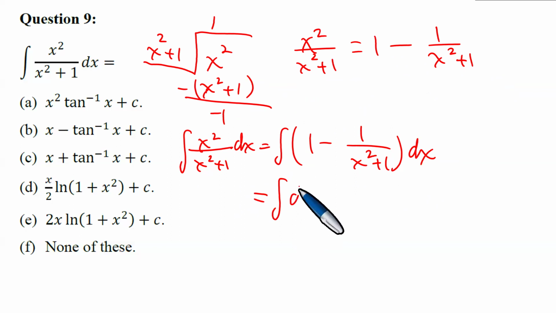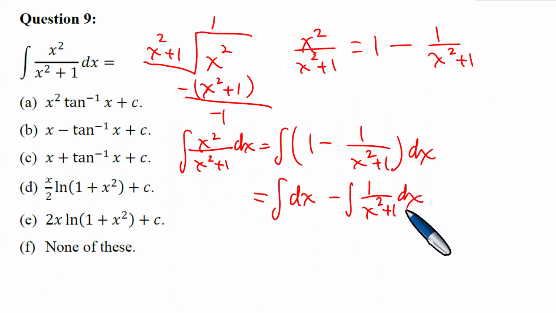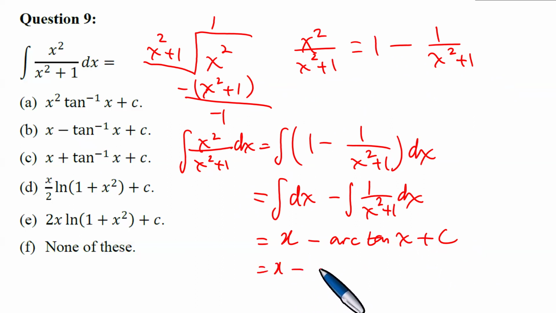Now you can perform the integration of the 1 and then the integration of 1 over x squared plus 1 dx. The integral of dx is just x. The integral of 1 over x squared plus 1 is the arctangent, so arctan of x plus c. Therefore the correct answer is x minus arctan of x plus c. The arctan can also be written as tan to the power negative 1 of x plus c, so the correct answer is B, x minus arctan of x plus c.